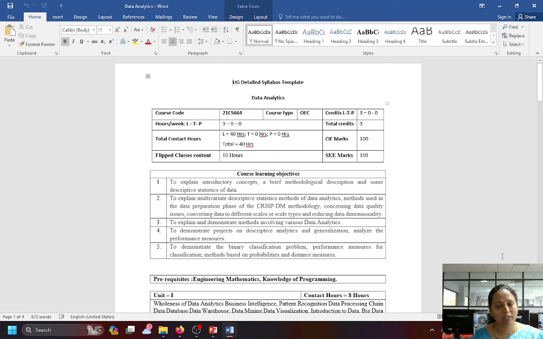I hope the subject of data analytics is an interesting one which will help you throughout your career and also for the placement.